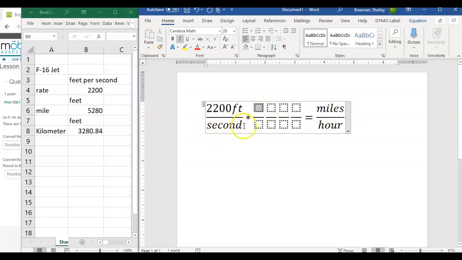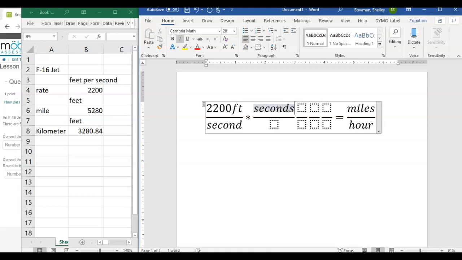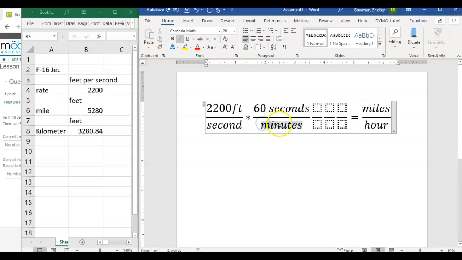So let's start getting rid of the time. Seconds are on the bottom, and with fractions, if I have something on the top and something on the bottom, they cancel each other out because a fraction is essentially a division. So I'm going to put seconds here, and I know that the next unit of time is minutes, and 1 minute is the same as 60 seconds. That right there is a conversion factor. So I have 60 seconds per 1 minute. I can put 1 here.